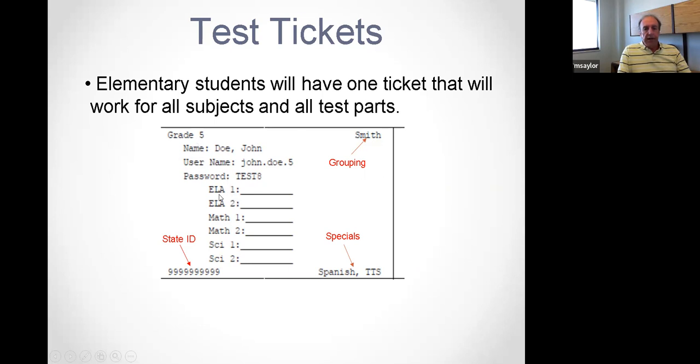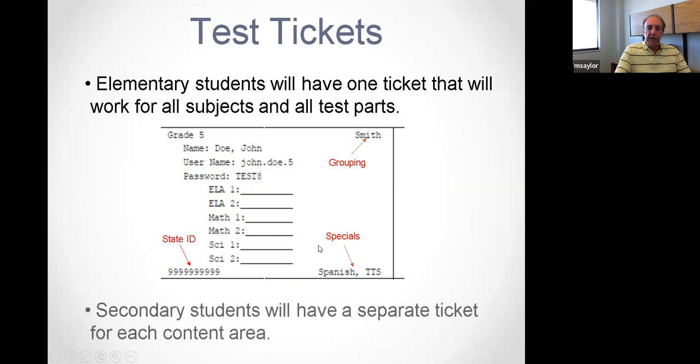So you will have 6 entries on here. Same username, same password for all the tests. Of course, grades 3 and 4 will only have ELA and math. And then once you get into the secondary, you'll have a separate ticket for each content area. So an eighth grader would actually have 3 tickets, one for ELA, one for math, and one for science.